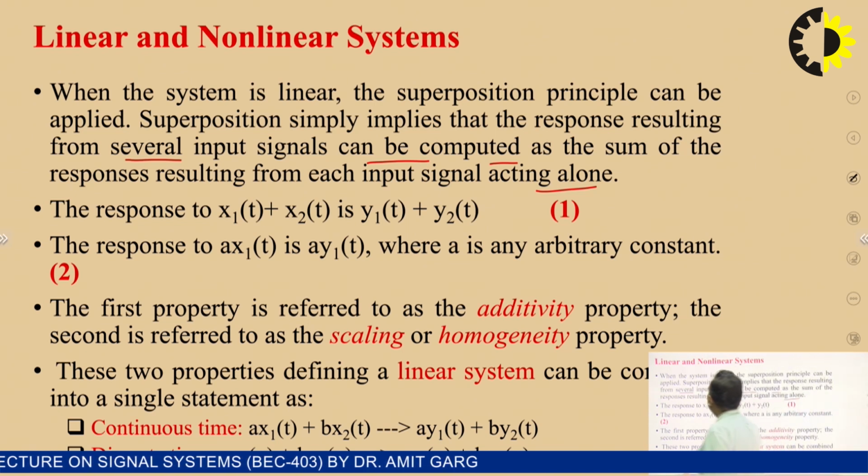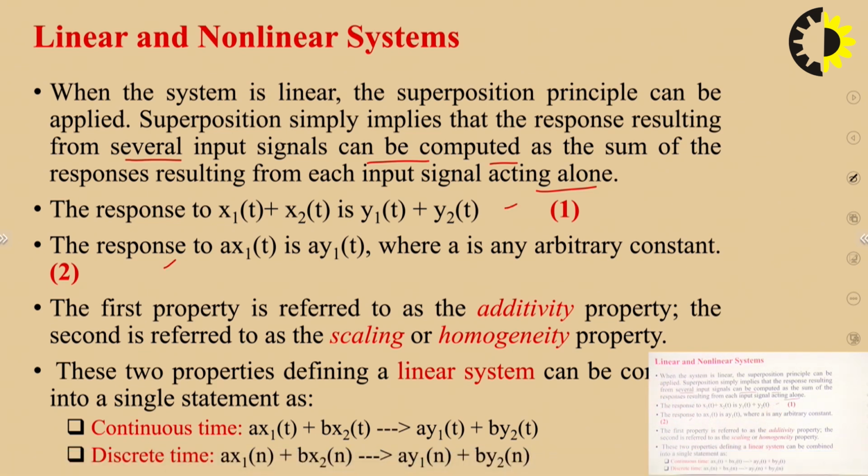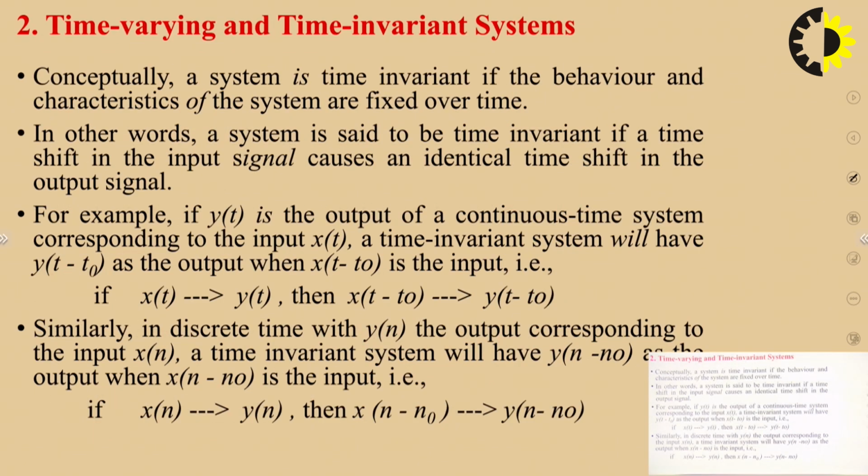Okay, so if we describe linear and non-linear systems, if a system is following the principle of superposition, then it will follow these two properties. First one is this and second one is this. The first property is called the additivity property and the second is called the scaling or homogeneity property. So for a system to represent linearity, it must follow the principle of superposition.